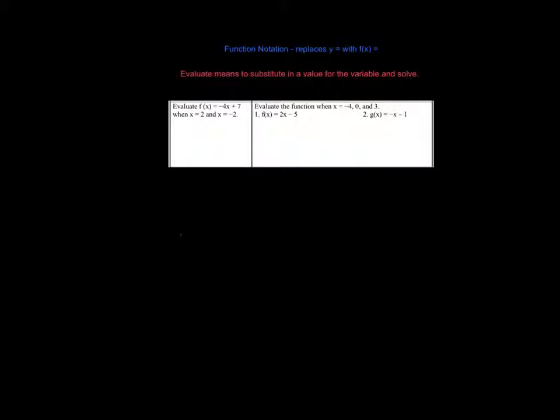These are the 3.3 notes. We actually split 3.3 into 2 days, and 3.3 is introducing function notation, which we talked about in class. Function notation is when they replace y equals with f of x equals. So when they're using function notation, all they're telling you is that what you're looking at is a function.